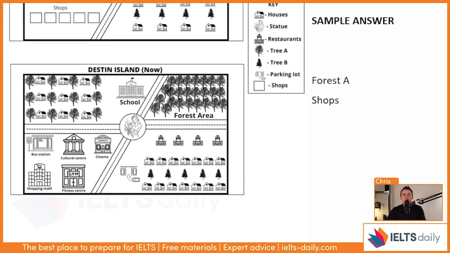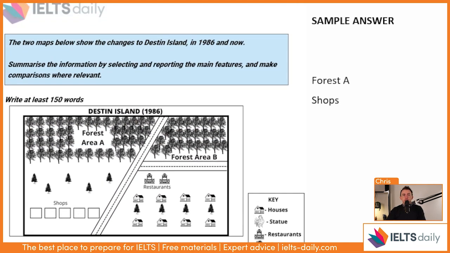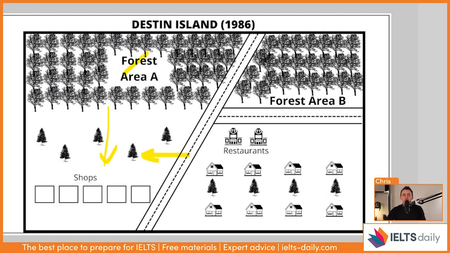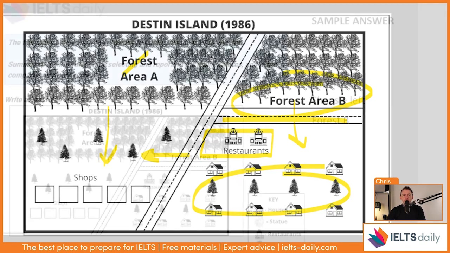And I just move this up. You should be able to see it on the screen as well. So we had Forest A, shops. We can say that it's on the left side of the road. And if we go back and look at the rest of it, which is Forest B here, and below that, there's a road. And there are also two restaurants and some houses. I'll write those in as well.